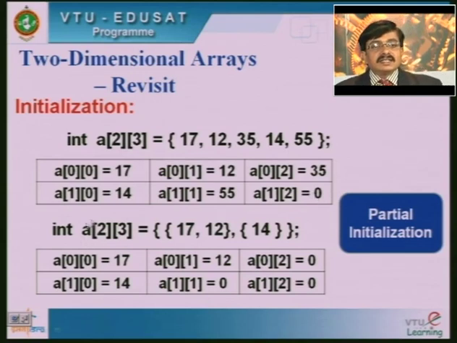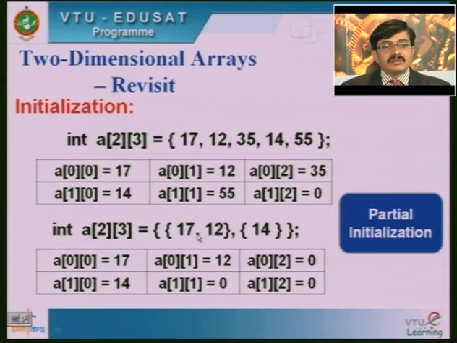Now, consider another initialization, A of [2][3]. Here we have 2 rows and 3 columns. Here it is not initialized row wise, but internally it will take the elements row wise only. In this particular case, each row must have 3 elements, but I am mentioning only 17 and 12, the 2 elements of the first row, and only one element of the second row. So the remaining elements will get the default value 0, because they are partially initialized two-dimensional arrays.